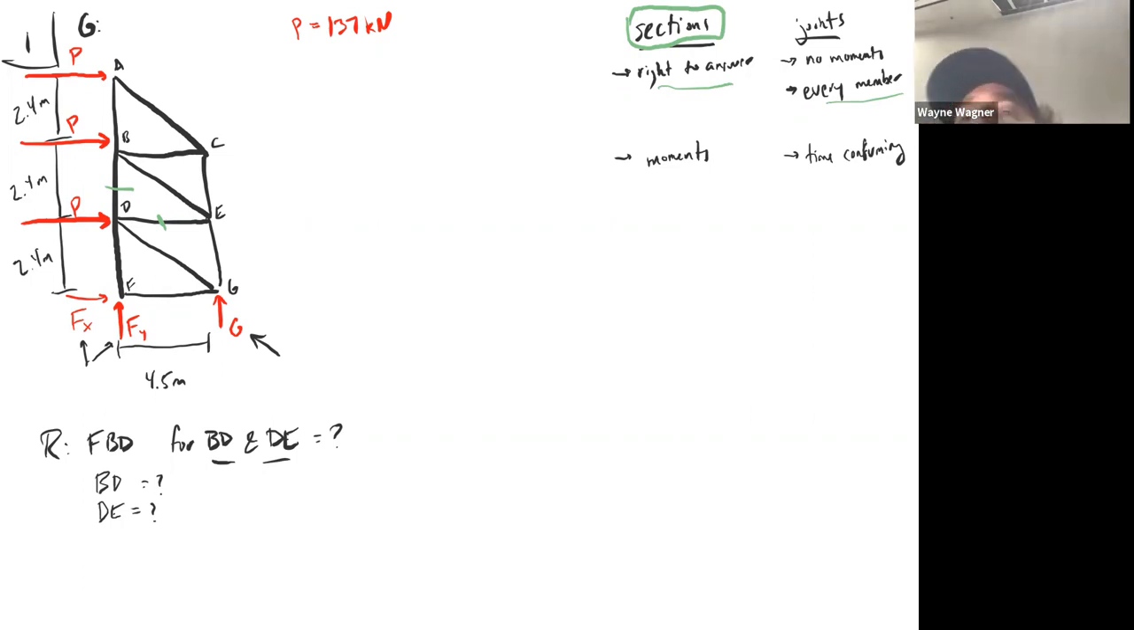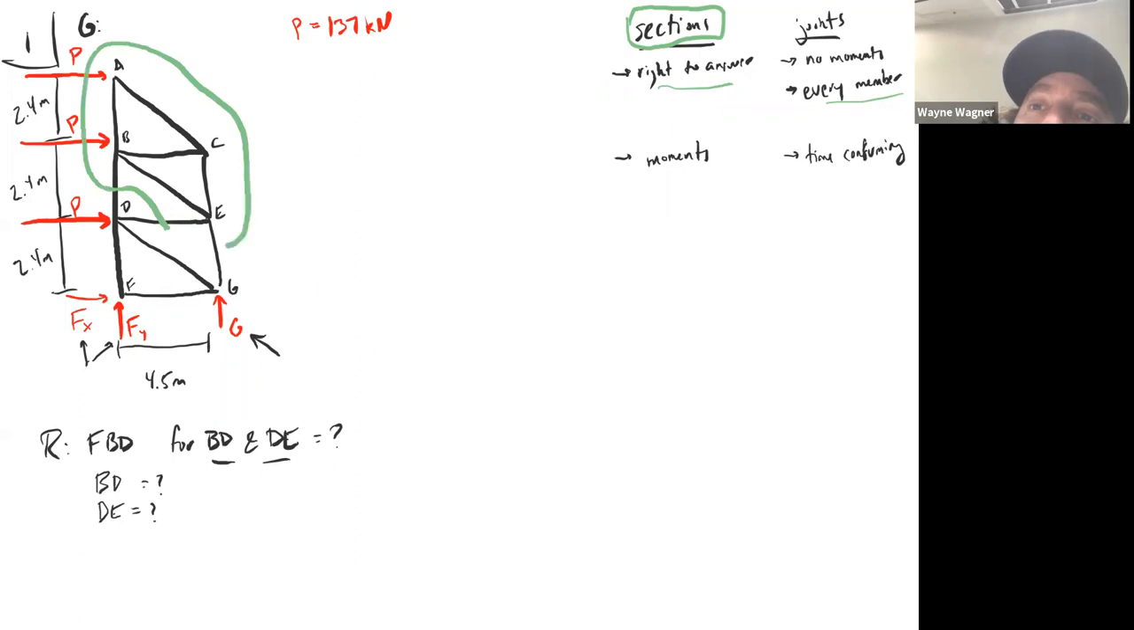We have to pick what our free body diagram is. So if I want BD and DE, I can do it a lot of different ways, but the best way to do it is I'm going to cut right through the middle of those 2 members, and here's my free body diagram. Like that.